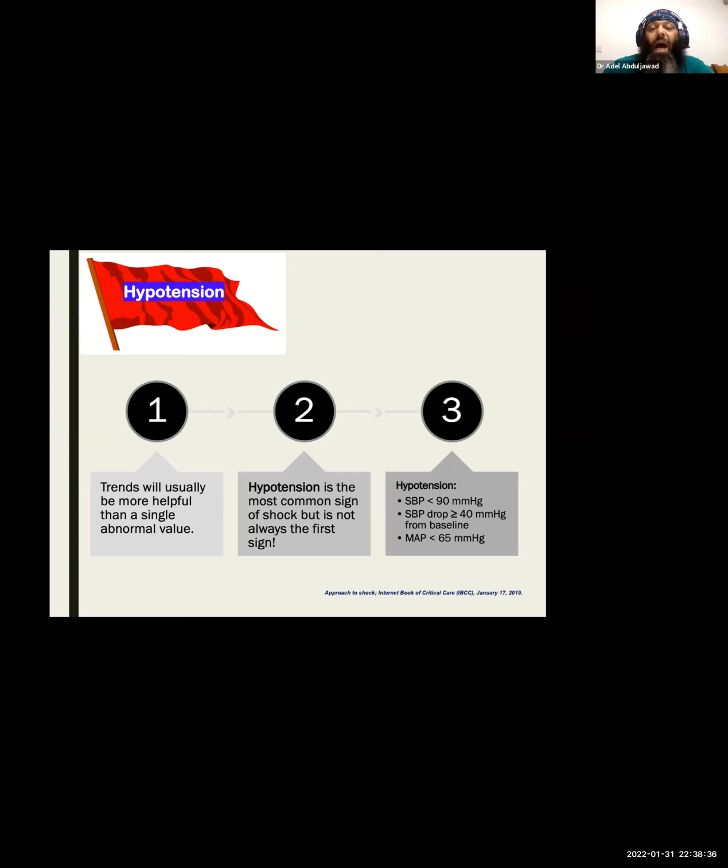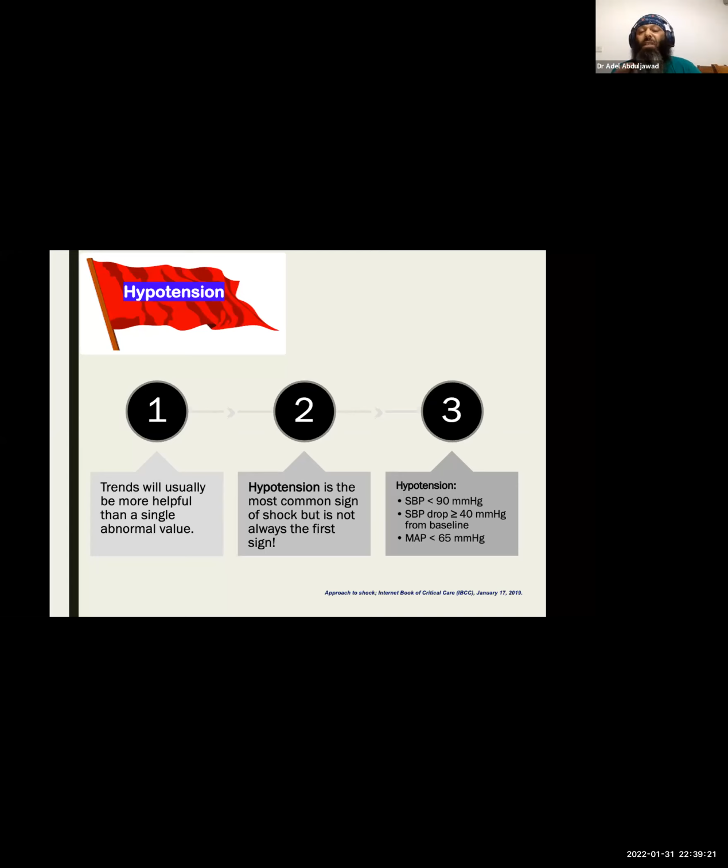Next, second, hypotension, yes, is the most common sign of shock, but it is not always the first sign. So do not wait until the patient is hypotensive. This is why we are alerting you with the red flags. Yes, I agree with you, hypotension is the most common sign of shock, but remember, it is not always the first sign. So what is the definition of hypotension? This is one of the common VIVA or OSCE questions for our fellows, and sometimes people do not fully answer with the correct answer. So hypotension by definition, we have three definitions.